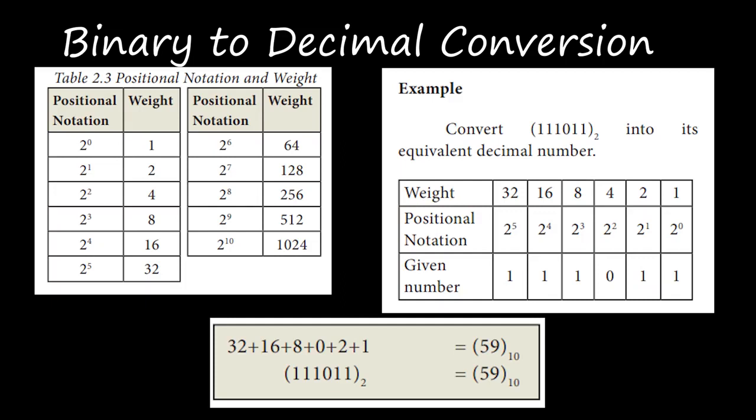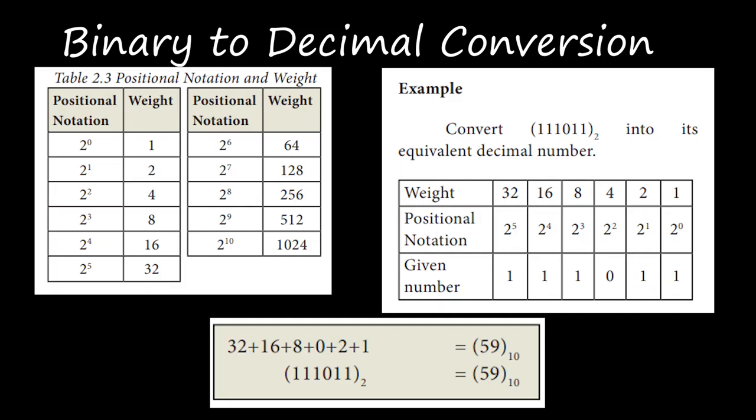How did you get 59? First you write the positional values and then the values of that position. 2 power 0 means 1, 2 power 1 means 2, 2 power 2 means 4, 2 power 3 means 8, 2 power 4 means 16, 2 power 5 means 32. Wherever 1 is there, you just add it: 32 plus 16 plus 8 plus, in that position we have 0 so we leave that value, and then 2 plus 1. So the value is 59.